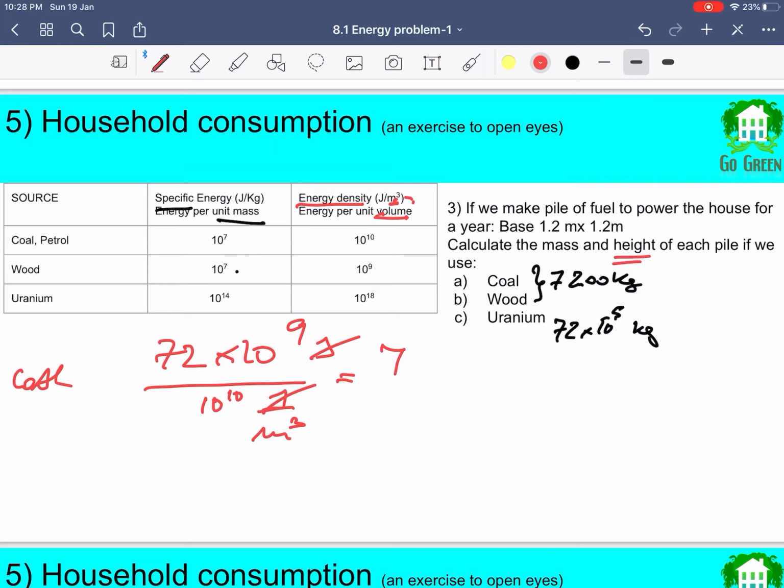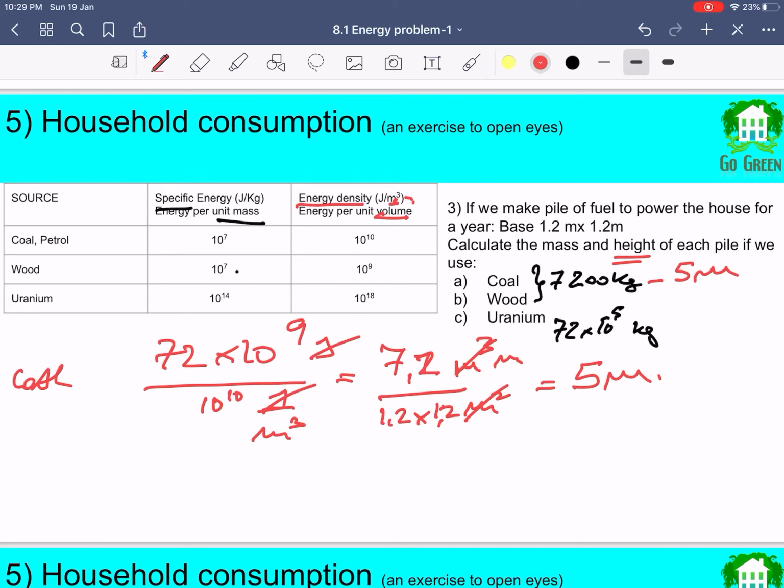It's 72 times 10 to the minus 1, so it's 7.2 cubic meters of coal. But they want to know the height, so we have to divide by the area, 1.2 times 1.2 square meters, so the result is going to be in meters. This is 72 divided by 1.2 divided by 1.2, which is 5 meters tall. Coal is 5 meters.